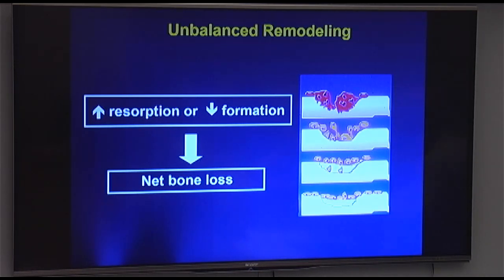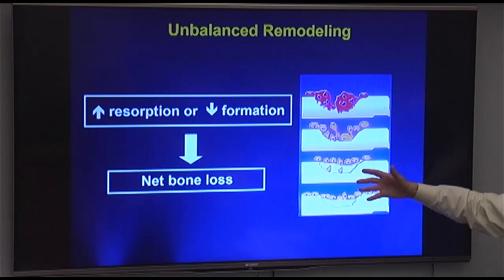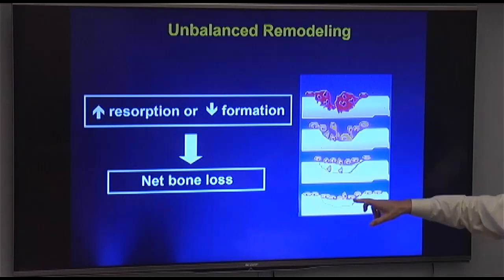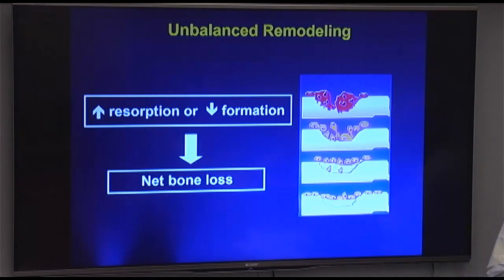And as type 1 collagen is laid down, ultimately that organic matrix is mineralized with hydroxyapatite. And at the end of this remodeling time, which is a 3 to 5 month period, there will be a restitution of that micro unit that has been remodeled.